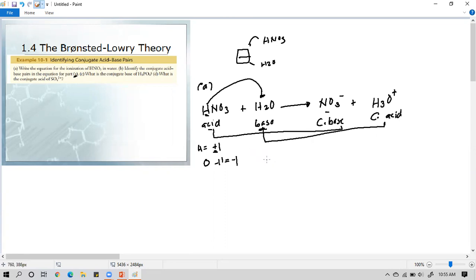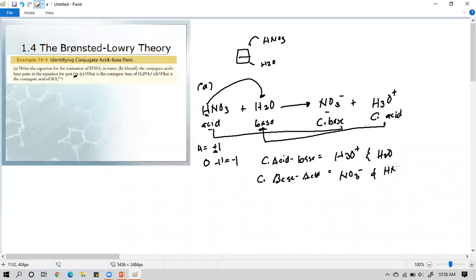So, shortcut ko na lang. Conjugate acid and base pairs. The conjugate acid is yung ating hydronium ion and water. While the conjugate base is yung ating nitrate ion here and nitric acid natin. So letter C, ayan, we're done with letter B.